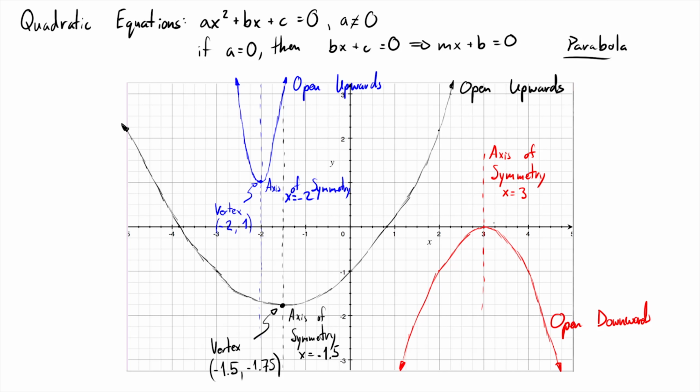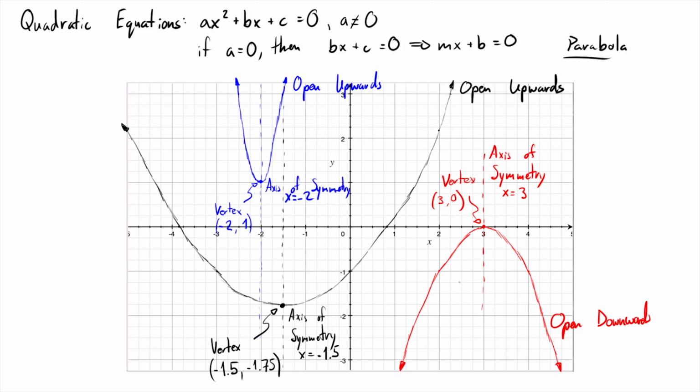And finally, we can look at the red parabola here. And in this case, we don't have a minimum, we have a maximum, because this parabola opens downwards, okay? And it goes down to -infinity. But there is a maximum that it reaches, and that maximum is right here. And again, this is just the vertex. And what is the point that this vertex is located at? It's located at x equals 3, and the y value is 0. So that's the coordinates of our vertex.